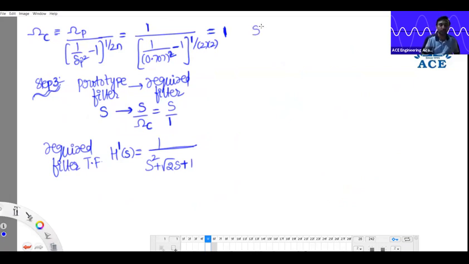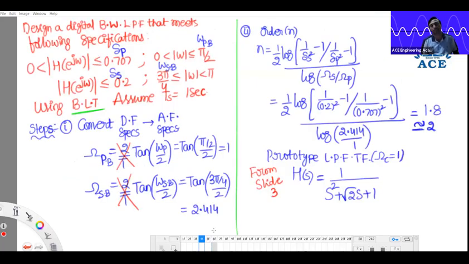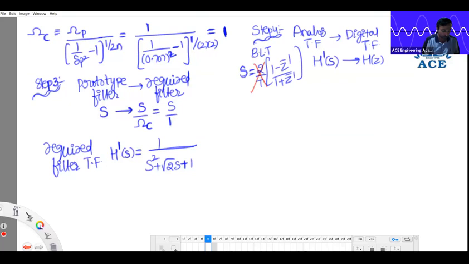Analog frequency transformations. What is the fourth step? Convert the analog transfer function to digital transfer function, H dash s to H of z. Because it is bilinear transformation, which formula? S to z conversion. Come on, friends. s equals 2 by T into 1 minus z inverse by 1 plus z inverse. First step I remove 2 by T, here also I am removing 2 by T, here also I am removing 2 by T.